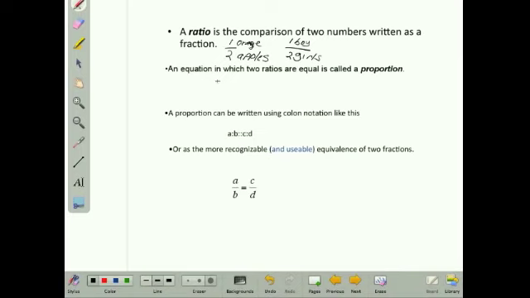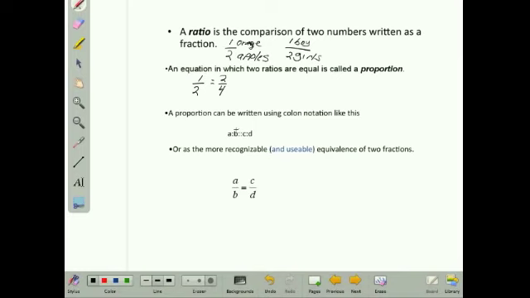When we have 2 ratios that are separated by an equal sign, it's called a proportion. So 1 boy to 2 girls is the same thing as 2 boys to 4 girls. Now, a proportion can be written as 2 fractions, or it can be written with a colon, with the colon separating the 2 things being compared and 2 colons comparing the 2 different ratios.